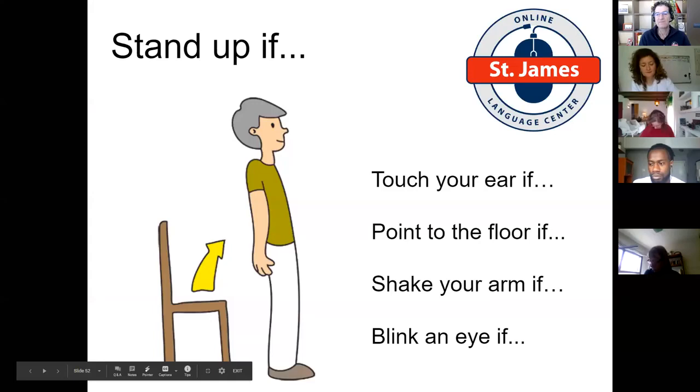And then once the students do it, if they say stand up if you have 2 sisters, you can ask one of the students who's standing up, okay, what are your sisters' names? Or how old are they?